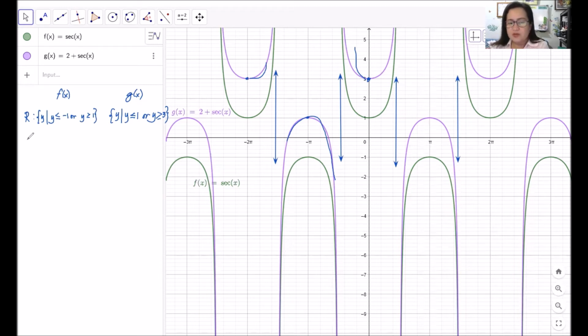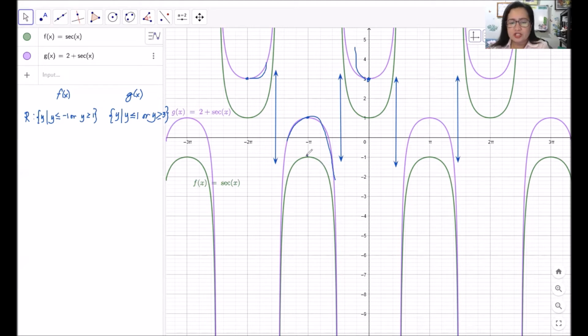So no significant change in the period. For the frequency, we have the same. So in other words, there is only a significant change in the range. With this change, we can see that the graph was shifted 2 units above.